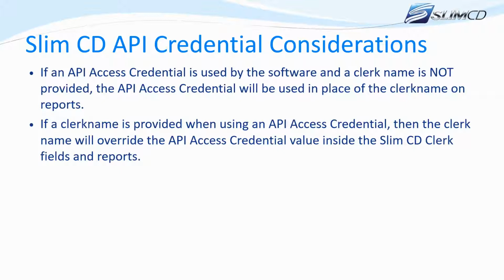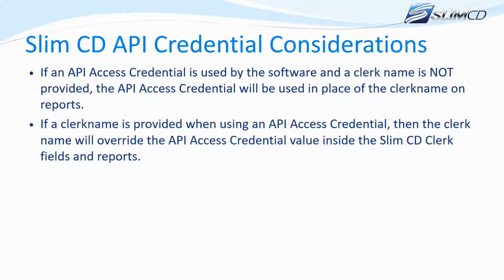API access credential considerations: they are not the same as a clerk, and you can provide a clerk that will override the API access credential in our reports. However, if you don't, then the API access credential will appear in the reports as its own clerk name, because that's what originated the transaction. So by default, if you don't provide a clerk name on your connection to us, your HTTP post or your library call, then the API access credential will appear in the reports so that you know where the transaction came from. If you do provide a clerk name, that'll override the API access credential.